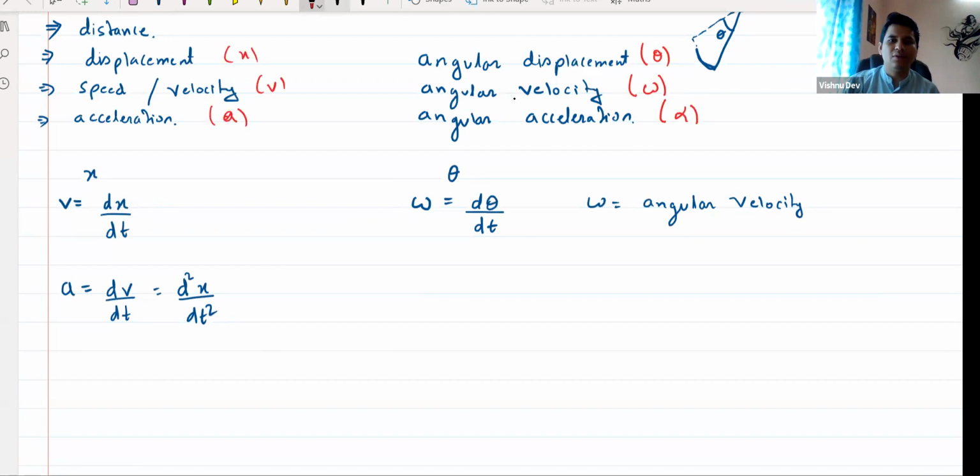Okay, now tell me, what do you think? Here alpha should be equal to what? Basic common sense, basic definition. Very good. d omega by dt, awesome, right? है ना? Which is equal to d squared theta by dt squared, right?